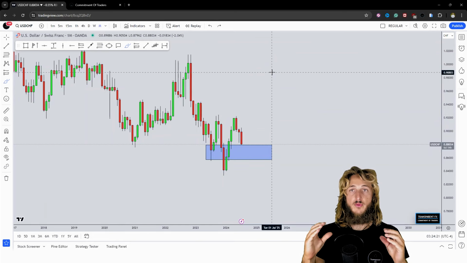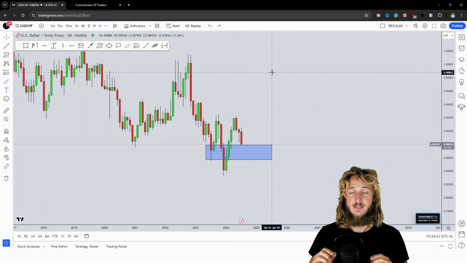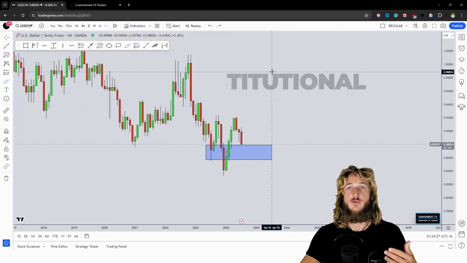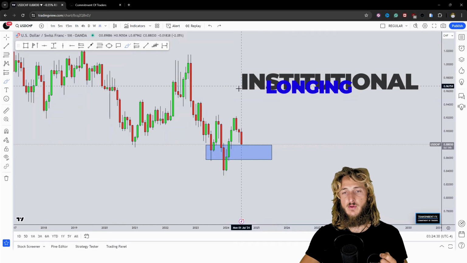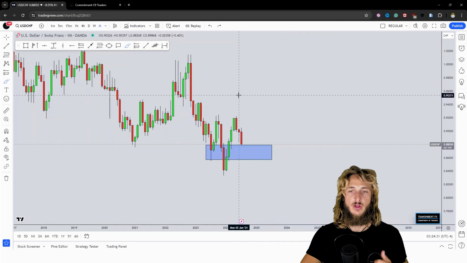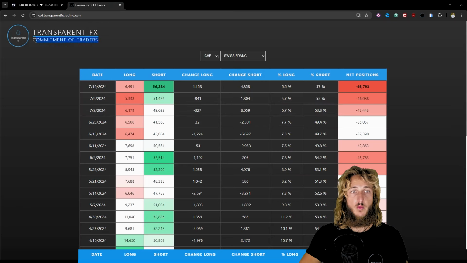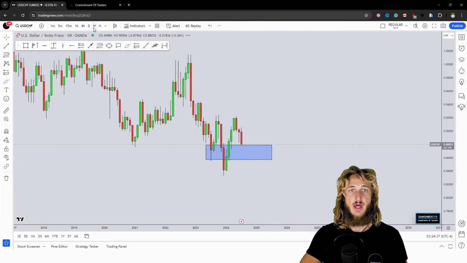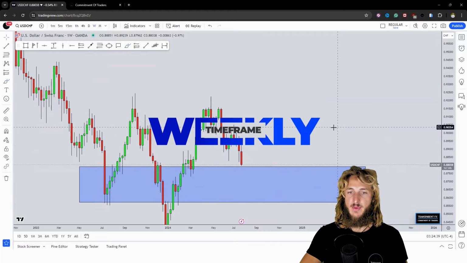Because when you have multiple layers of support in the same zone of price, that increases the probabilities that you will see institutional longing inside of this zone. And we will be speaking about institutional longing in just a few minutes when we move to the analysis of the commitment of traders. For now, let's drop down on the weekly time frame and keep that in mind.